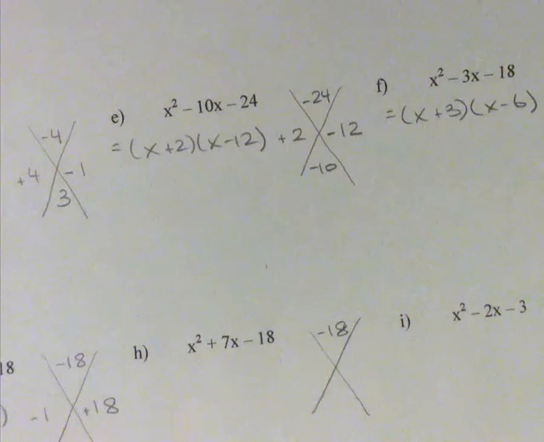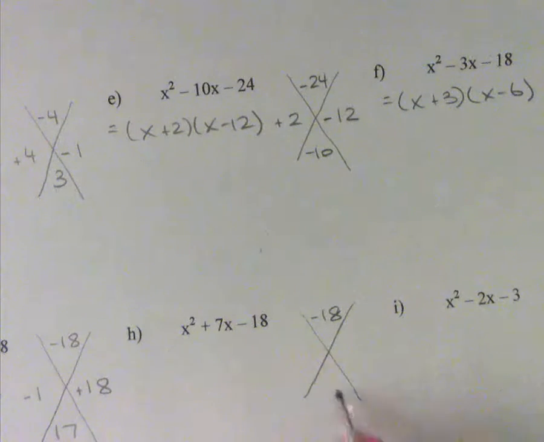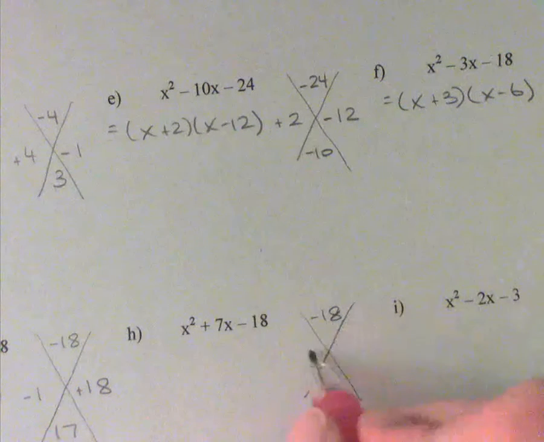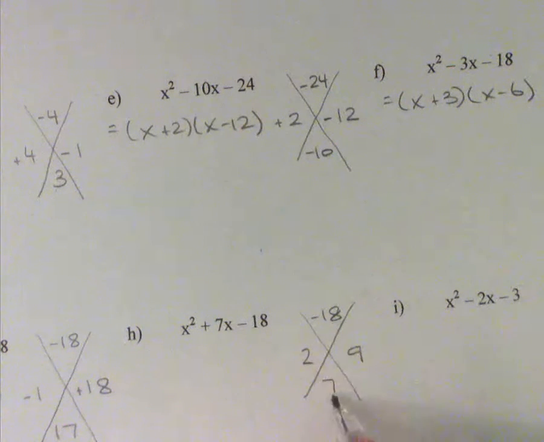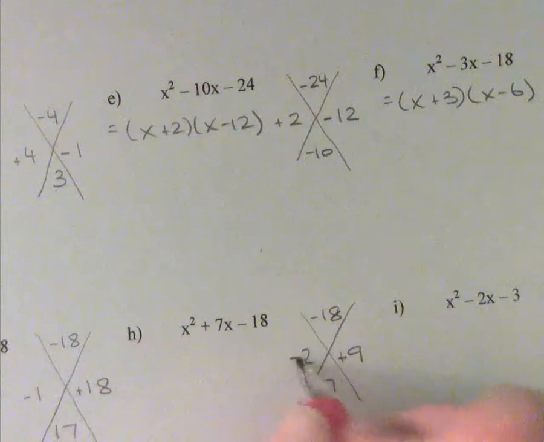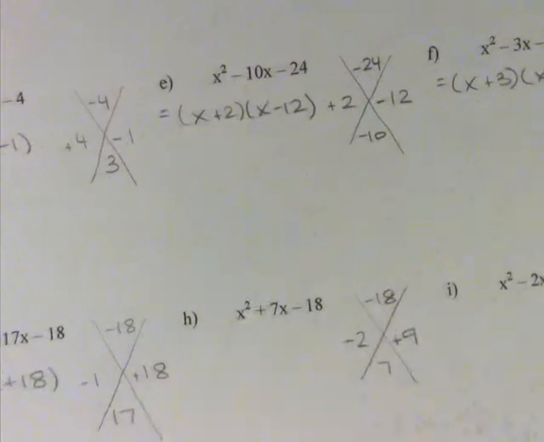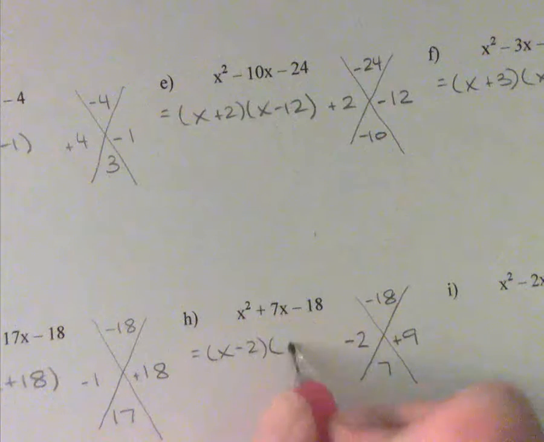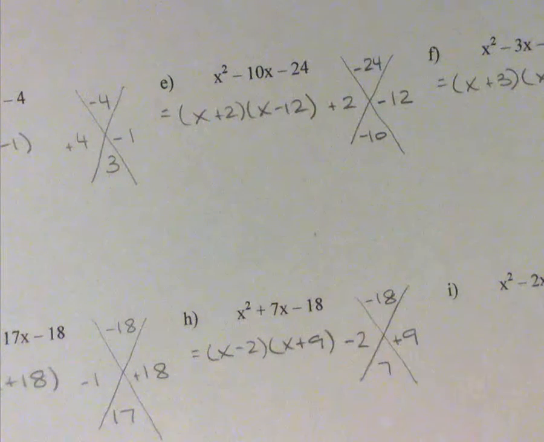So I want to multiply to minus 18 and add to 7. So I have 1 and 18, 2 and 9, and 3 and 6. So I'm going to pick 2 and 9. 7 is positive, so 9 will be positive and 2 will be negative. So I have x minus 2 and x plus 9.